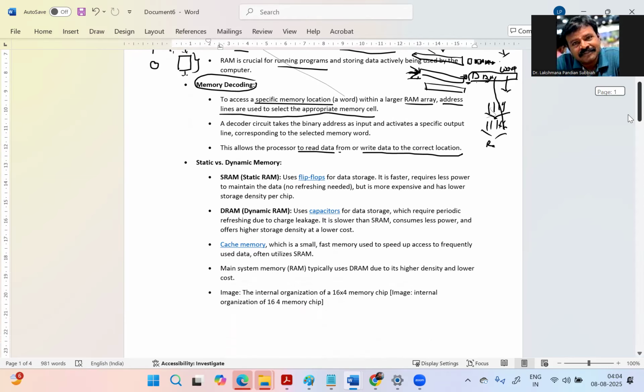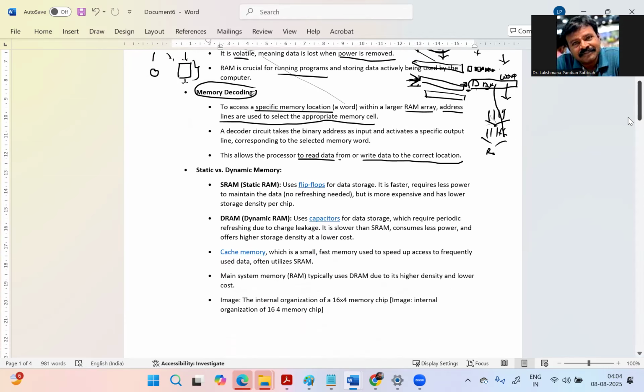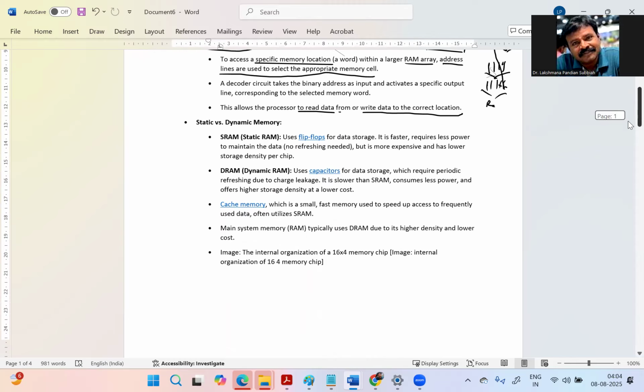Here I told you about static memory and dynamic memory. They may ask what the difference is between static memory and dynamic memory. Static versus dynamic: SRAM is static RAM. Static RAM uses flip-flops for data storage. It is faster and requires less power to maintain the data, but it is more expensive and has lower storage density per chip.